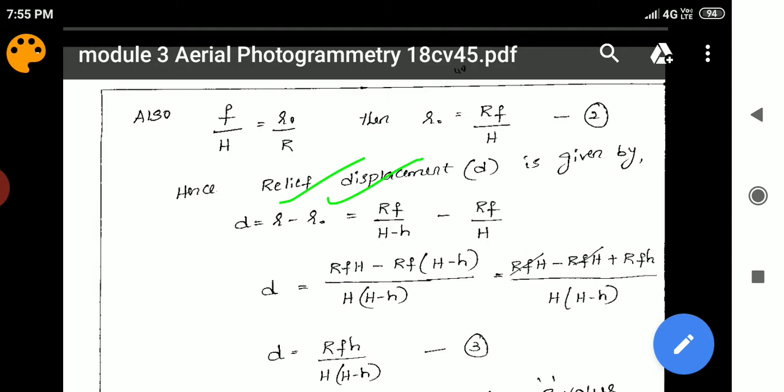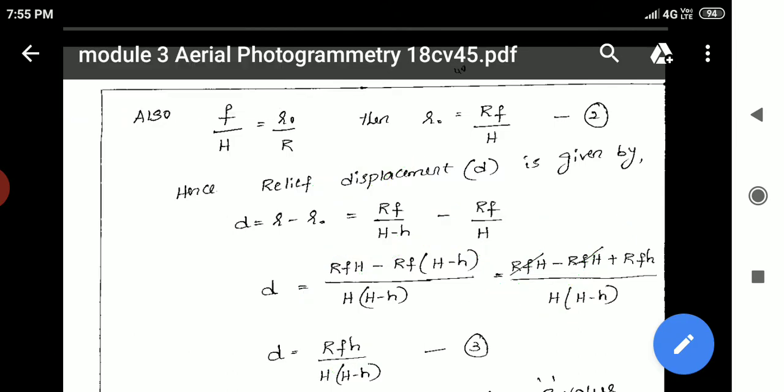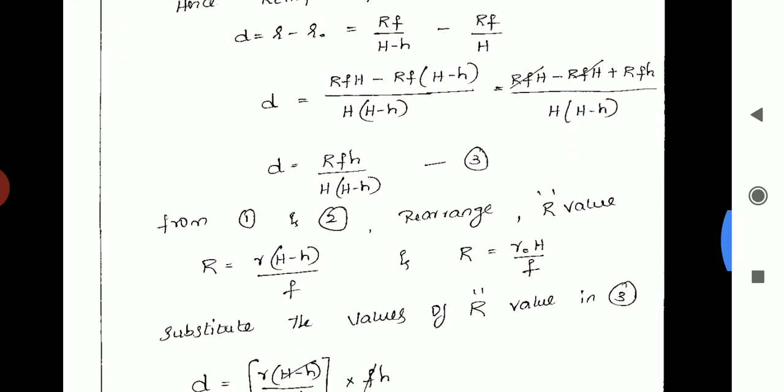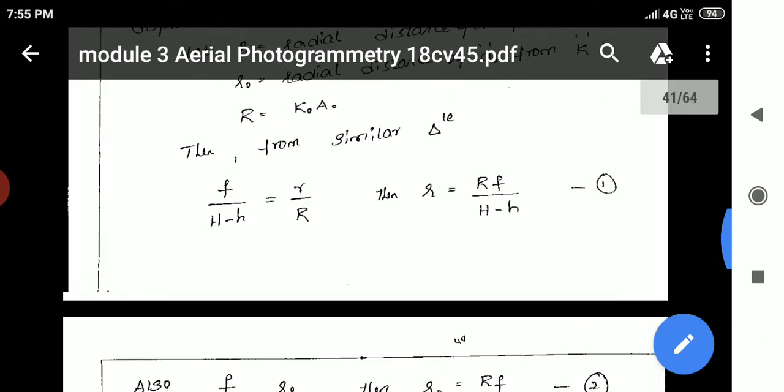See here, we took the LCM of this one and this one. So by using the LCM we will get this expression, and after that this will cancel. Only r f h divided by H of H minus h remains. So we will get the d formula, and then rearrange the terms by using the first equation.